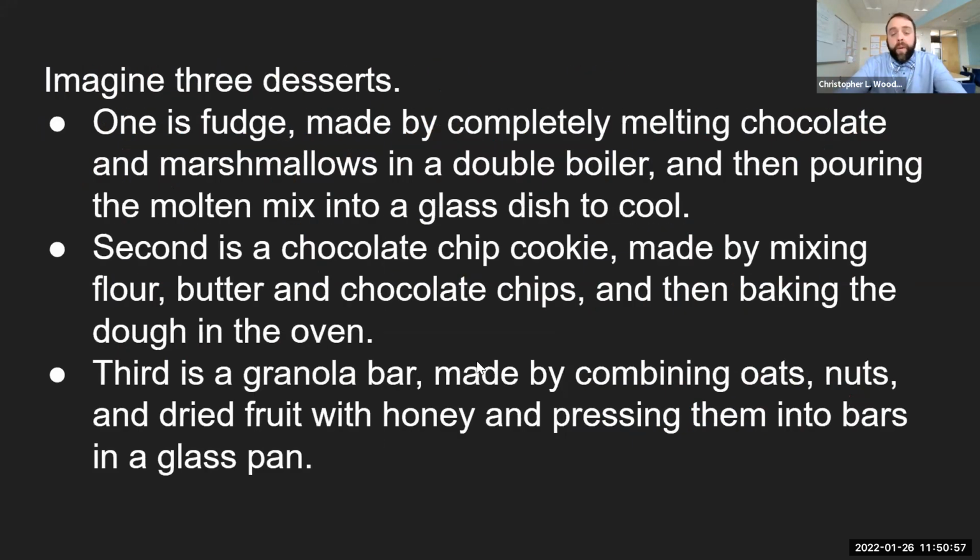All right, number 7 is probably one of my all-time favorite test questions. Imagine 3 desserts. One is fudge, second is a chocolate chip cookie, and third is a granola bar. Yeah, I know, granola bar, not necessarily a dessert, more breakfast, but anyway, compare them and tell me why you assigned them either metamorphic, igneous, or sedimentary.